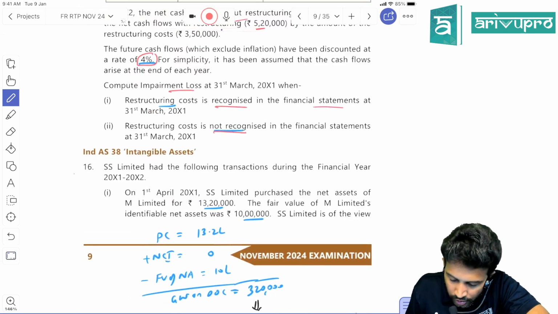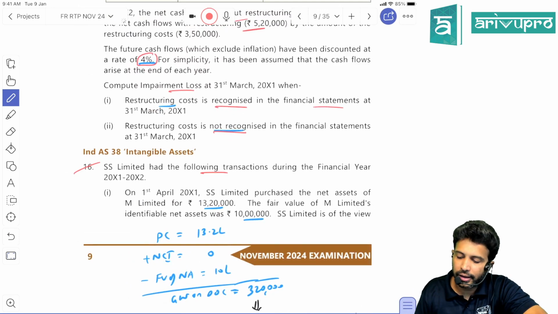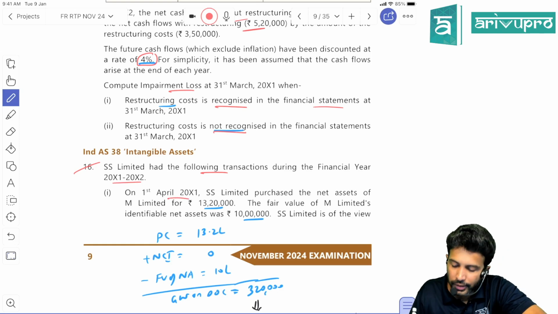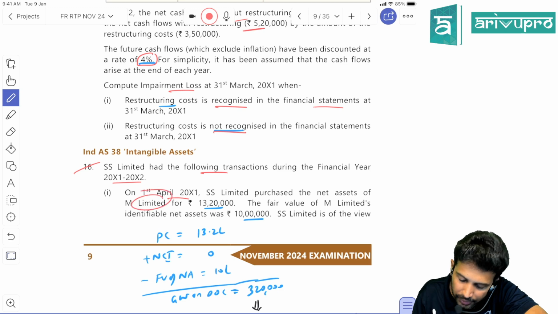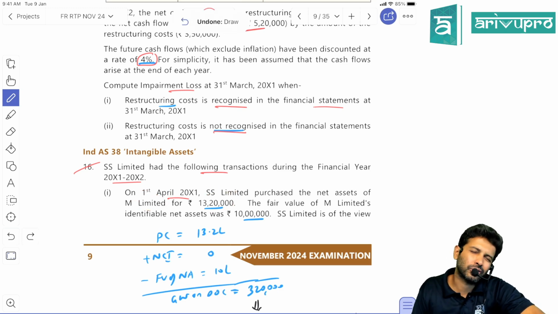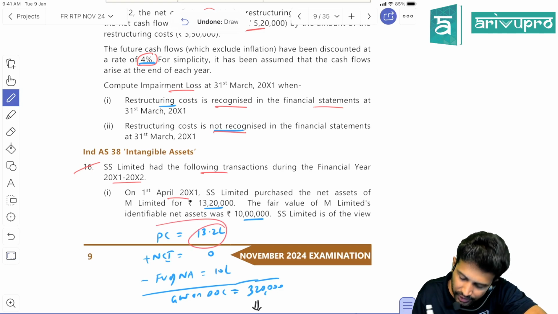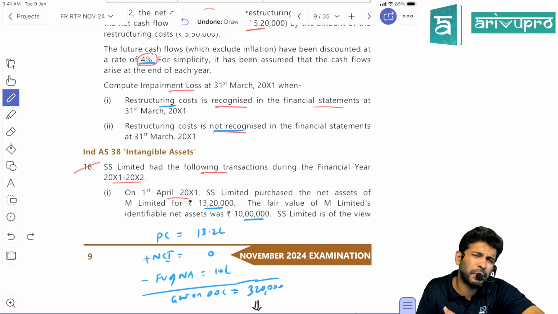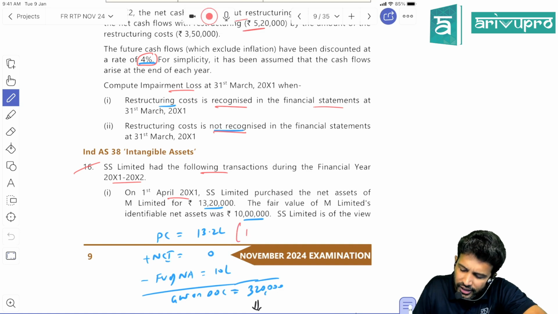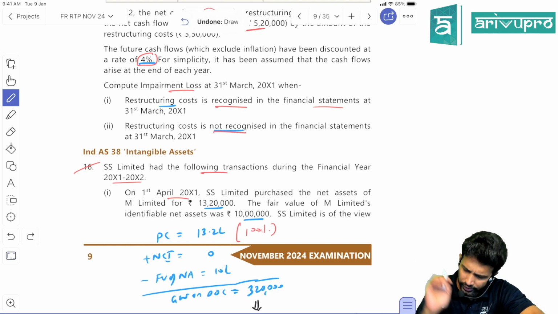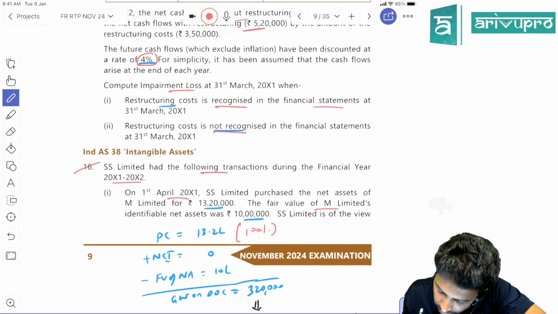Yes. Question number 16. SS Limited had the following transaction during the financial year 20X1-X2. On 1st April 20X1, SS Limited purchased net assets of M Limited for 13,20,000. Business combination. So PC is 13,20,000. They said purchased, so if they don't say anything, it is 100% purchase. So NCI portion here is 0. Non-controlling interest is 0. Fair value of net asset is 10 lakh.